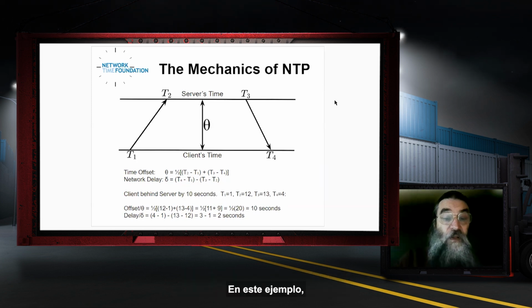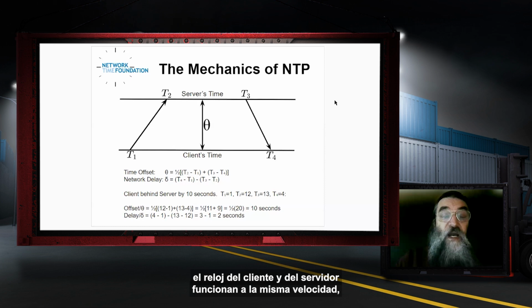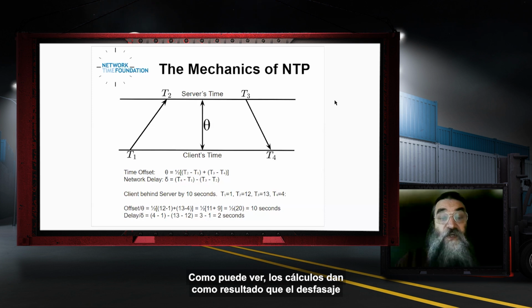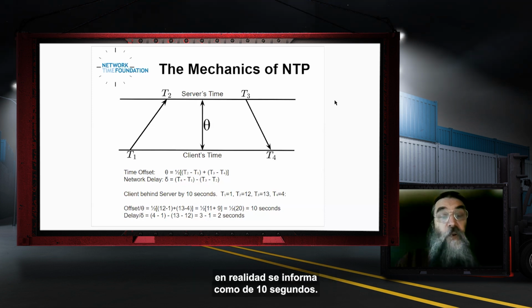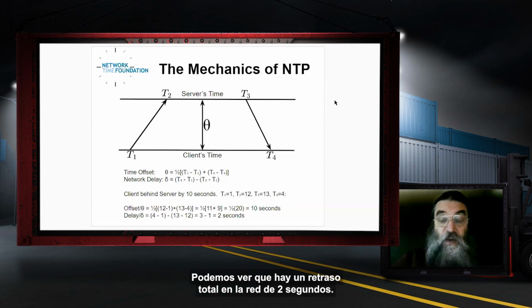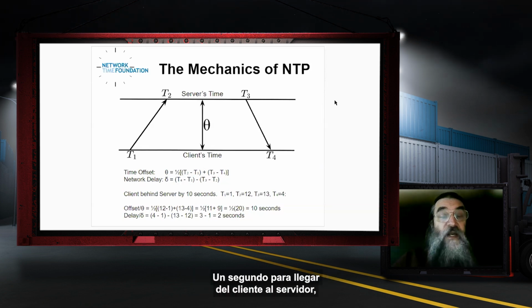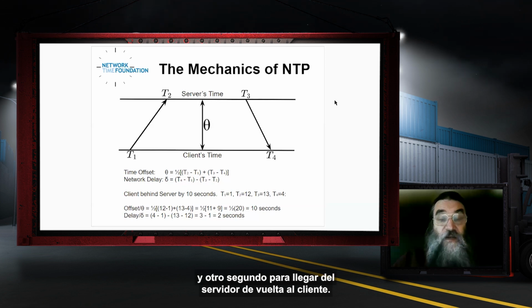In this example, the client and server's clocks are running at the same speed, but the client's time is behind the server's time by 10 seconds. And as you can see, the math works out so the offset actually gets reported as 10 seconds. And we can see that there's a total network delay of 2 seconds here: 1 second to get from the client to the server, and another second to get from the server back to the client.